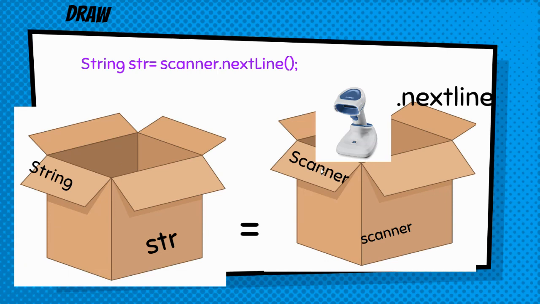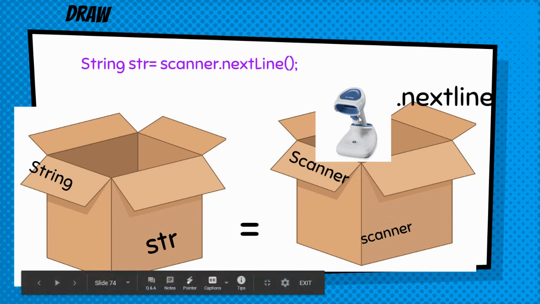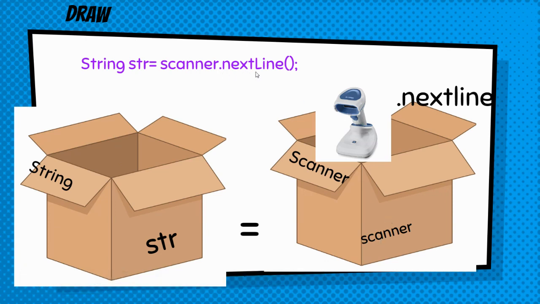Then we say scanner, and this guy's like, yeah, what y'all want? And we say, hey, I want you to dot nextLine. And it's like, oh, okay, I know how to do that. So he reads the next line, and then we stash it in the box. So we're assuming that instead of Schneike, I typed in hi. Okay, so that's what that line of code does.